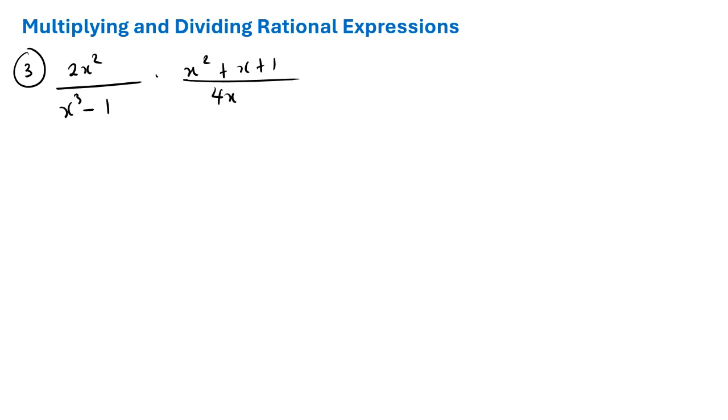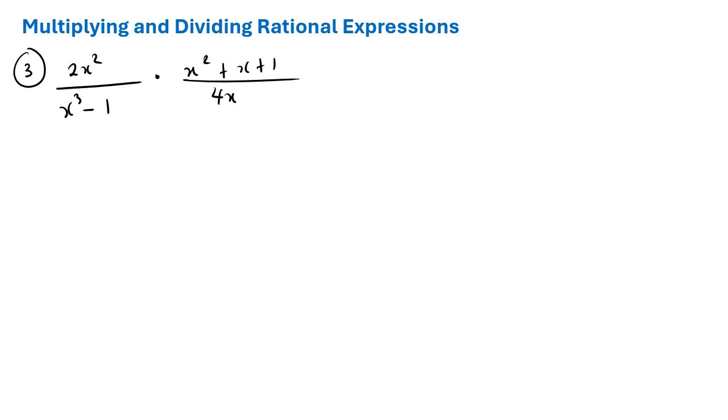So let's take another problem, maybe example 3, in continuation from where I stopped, with 2x squared divided by x to the 3 minus 1, and then we have x squared plus x plus 1 divided by 4x. Okay, so this is the example we're trying to do here.